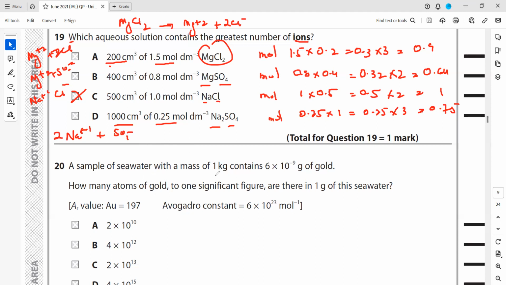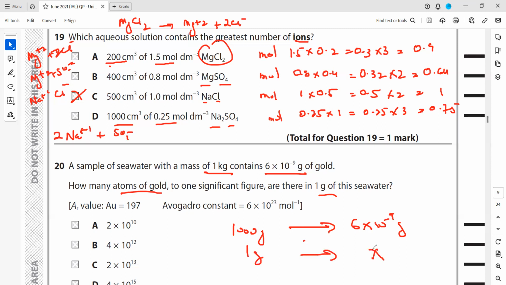A sample of seawater which has a mass of 1 kilogram, meaning 1000 gram, contains 6 × 10^-9 gram of gold. So in 1000 gram of seawater, it contains 6 × 10^-9 grams of gold. How many atoms of gold are there in 1 gram of seawater? So 1 gram of seawater, how much mass will it have? X. So we cross multiply, this will give us the mass of the gold in 1 gram.